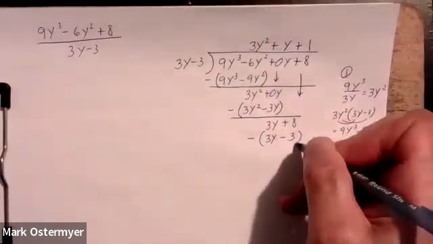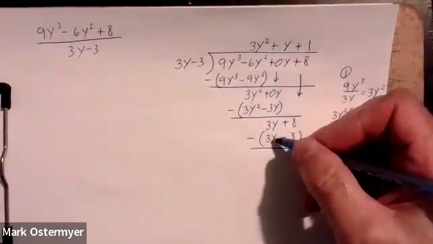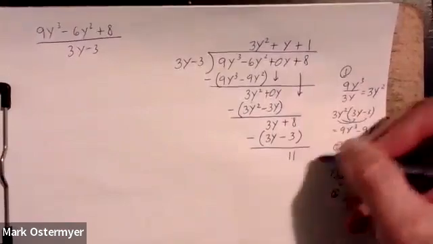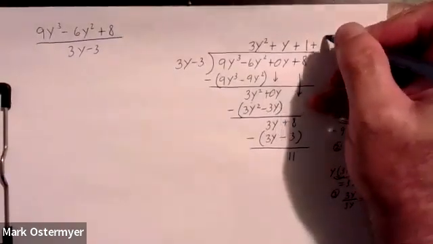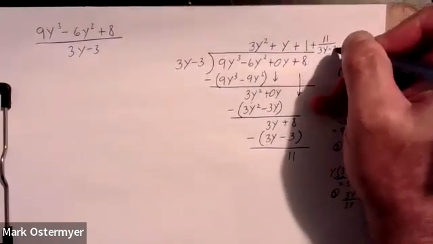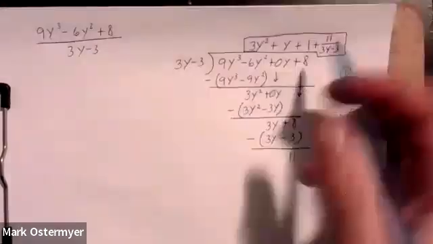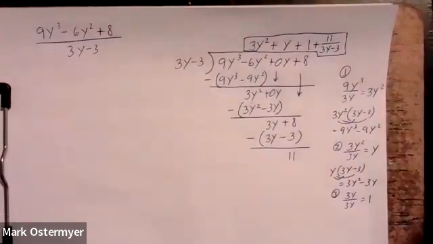Subtract off the whole polynomial. 3y minus 3y is 0. 8 subtract a negative 3 is 8 plus 3, which is 11. 11 is our remainder. So we come up into our quotient and say plus, and put our remainder 11 over the divisor of 3y minus 3. This is your entire answer. This is your quotient. And we're done with that problem.